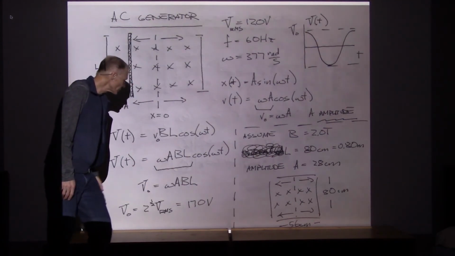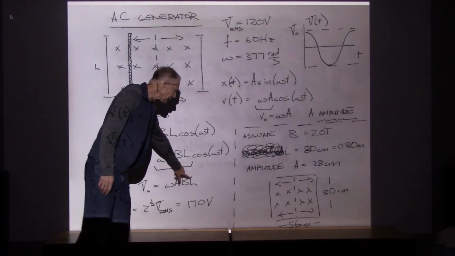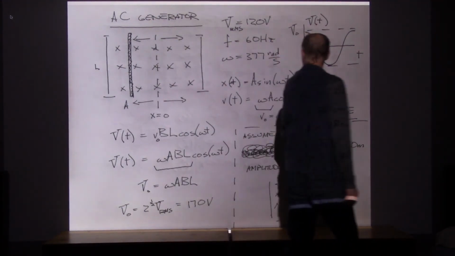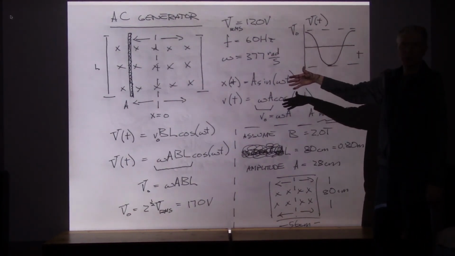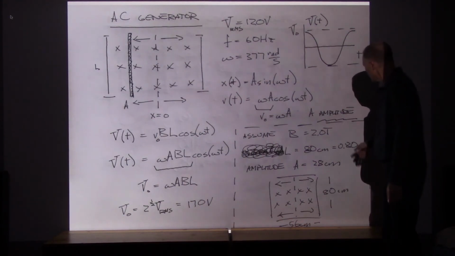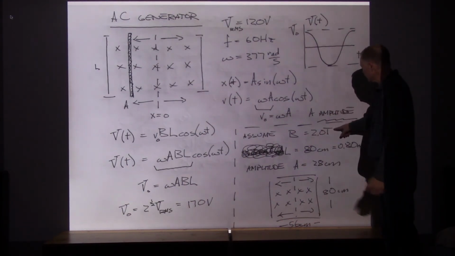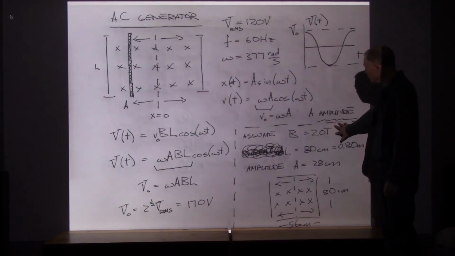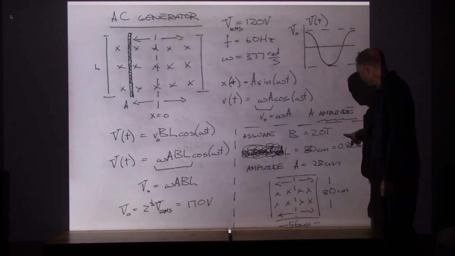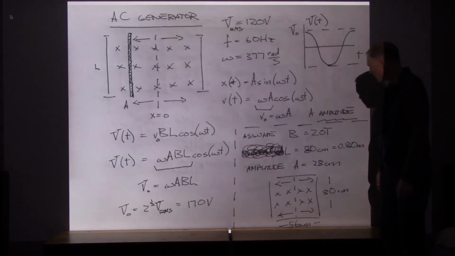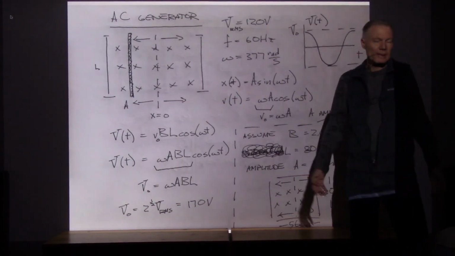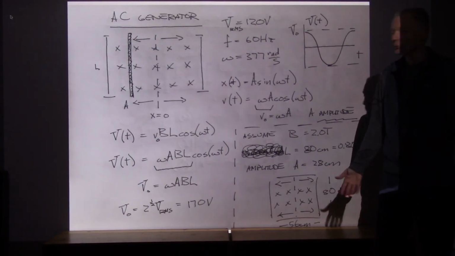Peak voltage, omega A, B, L, and the omega is set, since I want 60 hertz, it's got to be 377 radians per second. And then I just started imagining some other possible numbers. What if we have a magnetic field of 2 Tesla, let's put in a length of 0.8. When I did that, I was able to solve for the amplitude. So the amplitude I came up with was 28 centimeters.